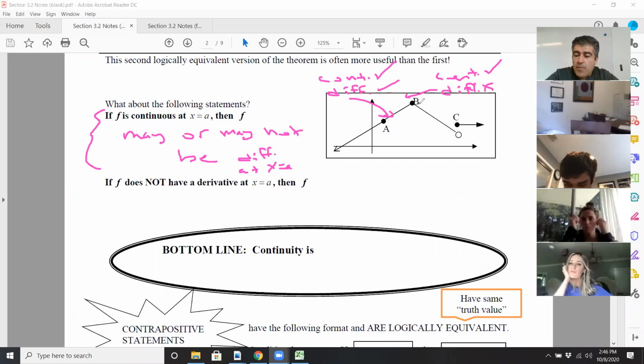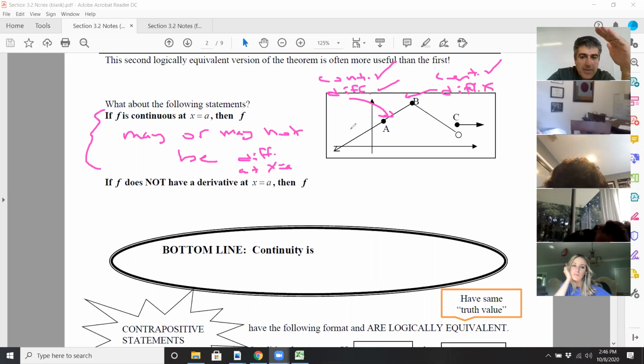No, because it's a corner. Corners are not differentiable. Why are corners not differentiable? Because the left-hand derivative and right-hand derivative are two different values. The left-hand derivative I know is positive because that's a positive slope here. The right-hand derivative is negative, I know, because it's a negative slope.